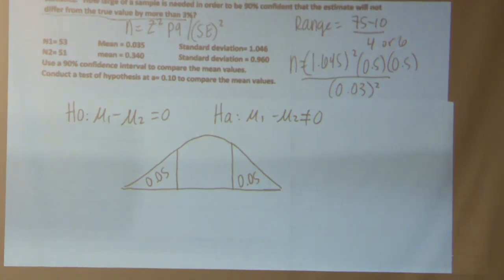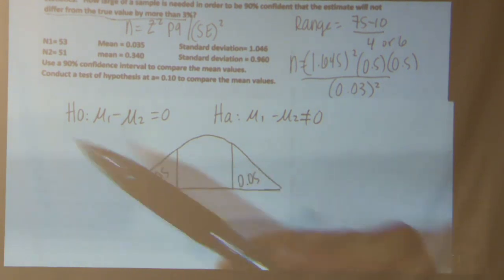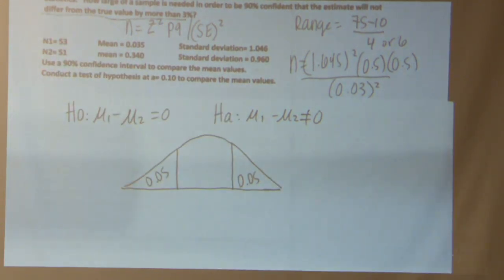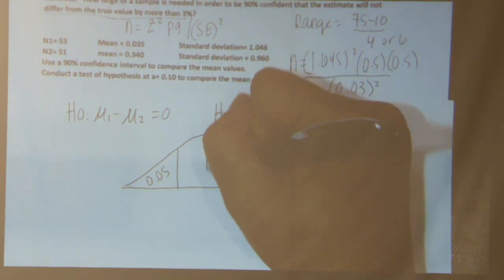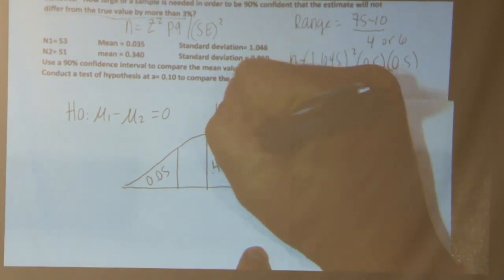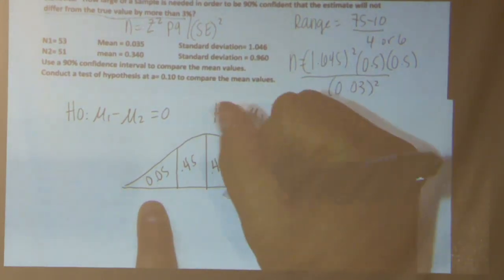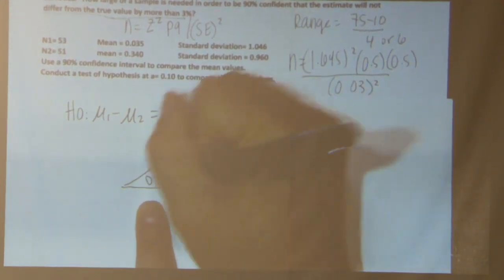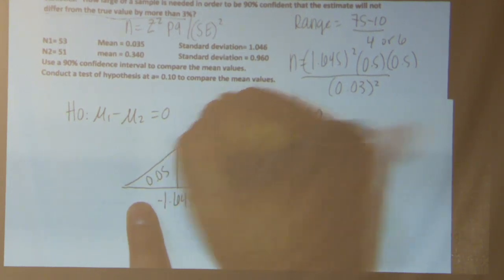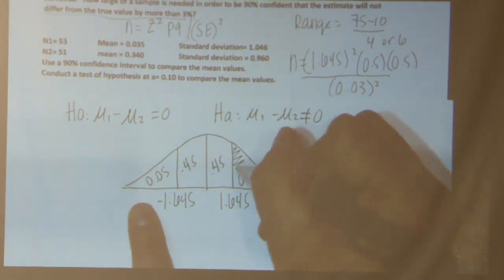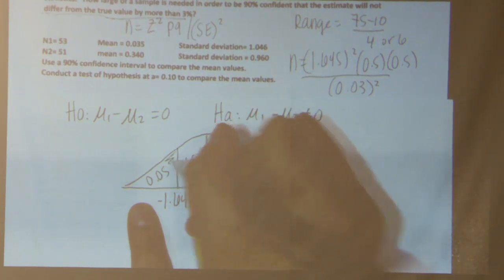Next, we have to find our critical value. So since both of our n values are greater than 30, this is going to be using a z-score. Depending on what your z-table is, you can either look up the 0.45 or the 0.05 to again get the 1.645 for our critical values. And then the tails are going to be our rejection regions.